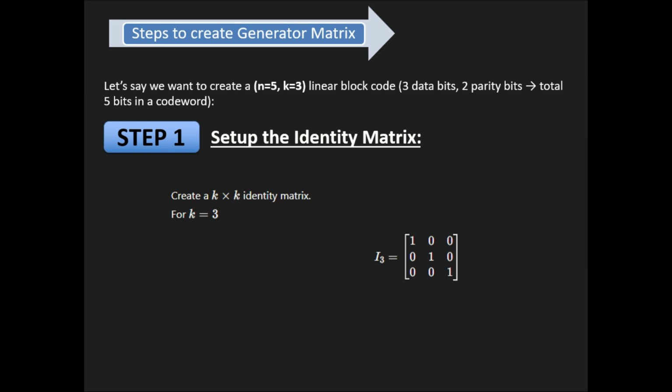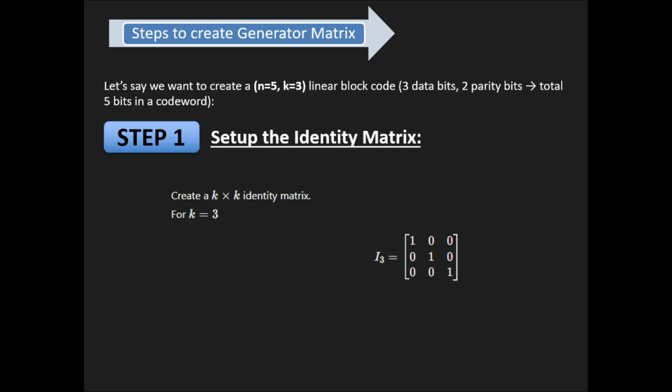Let's say we want to create an n equals 5, k equals 3 linear block code: 3 data bits, 2 parity bits, total 5 bits in a code word. So n equals 5 means the 3 message bits are added with the parity bits, and the number of parity bits is 5 minus 3 equals 2. So 3 data bits and 2 parity bits make 5 bits in a code word.